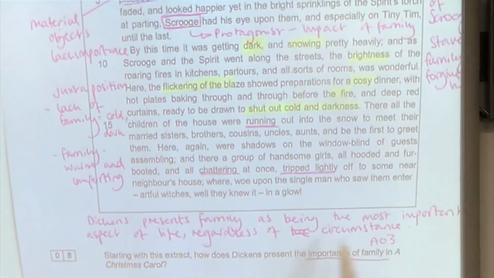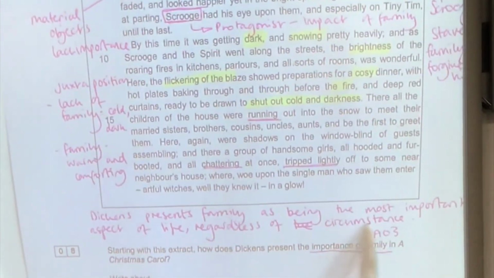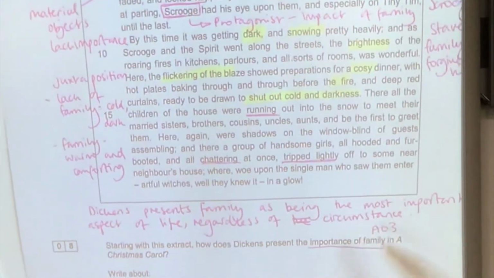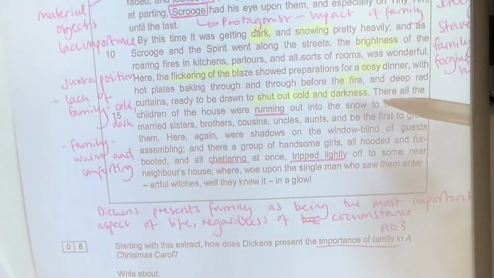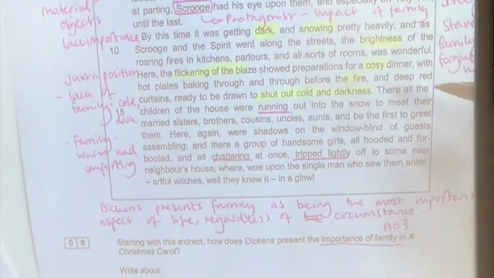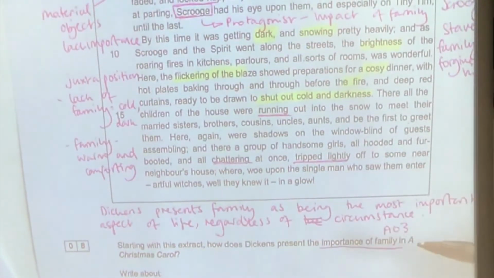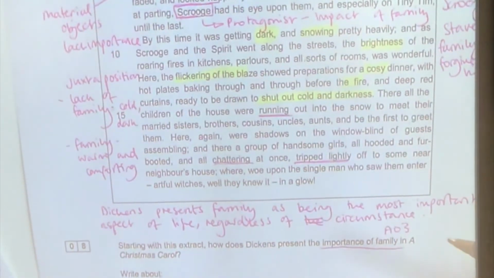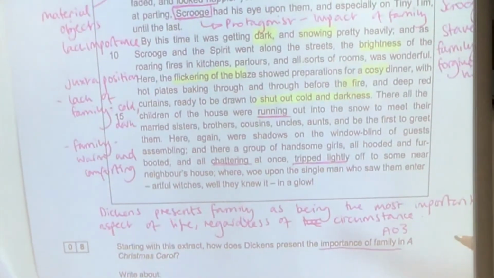What I've done here with this subordinate clause at the end, regardless of circumstance, I'm alluding to the fact that I will be talking about the Cratchits first, but I'm not explicitly saying it. We don't want to reference the Cratchits because it holds us back in the rest of the essay. It means that we've got to focus on them all of the way through, and we don't necessarily want to.